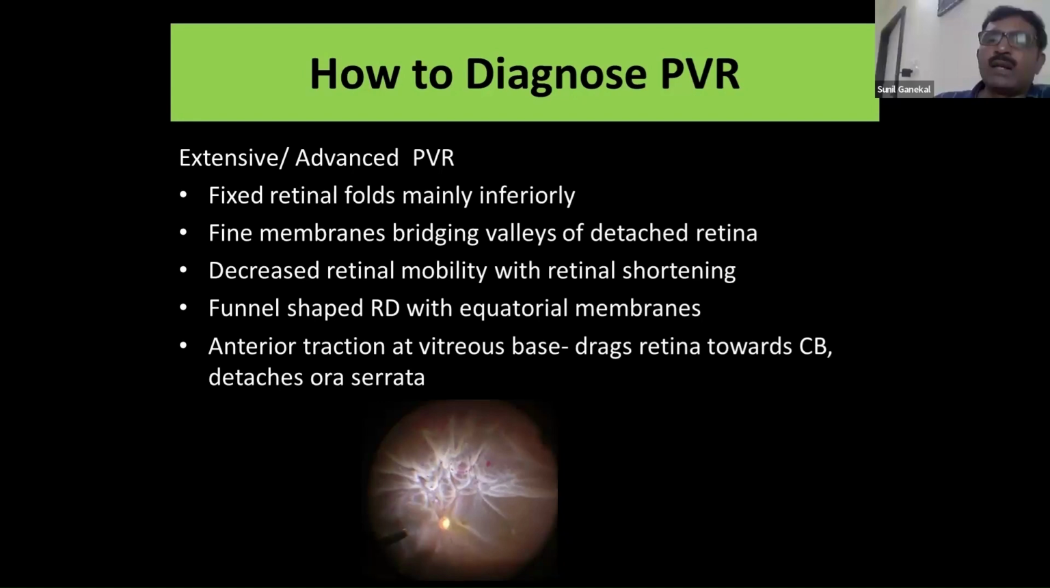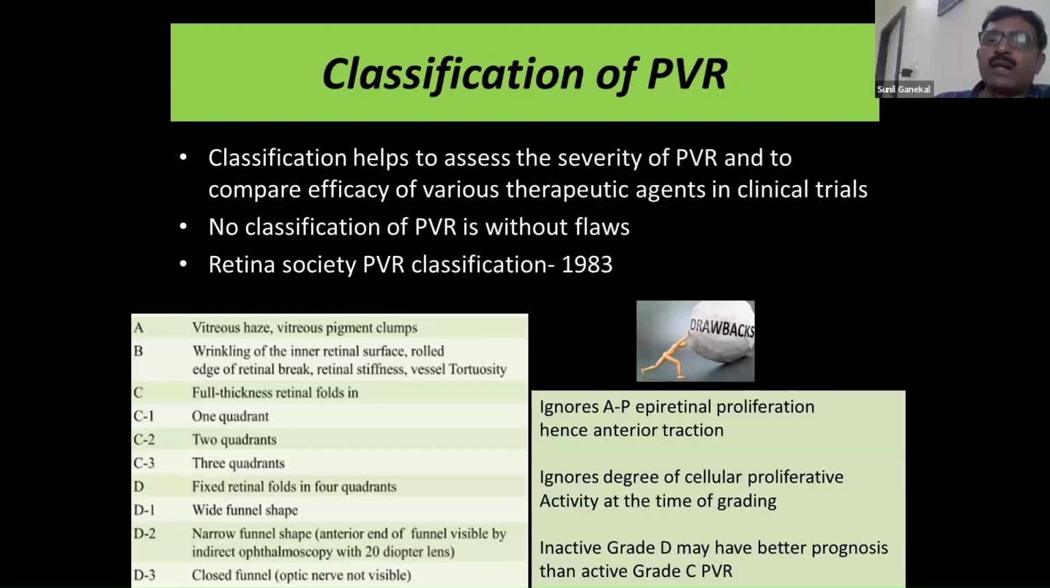There are various classifications which have been described for the PVR, but no classification of PVR is without flaws. This is one of the older classifications, described way back in 1983, which graded them into A, B, C, and D. A means early stage, B means only the inner surface is involved, C means full-thickness retina is involved, C based on the quadrants, and if they develop a funnel RD, D and E categories were used in this Retina Society classification.